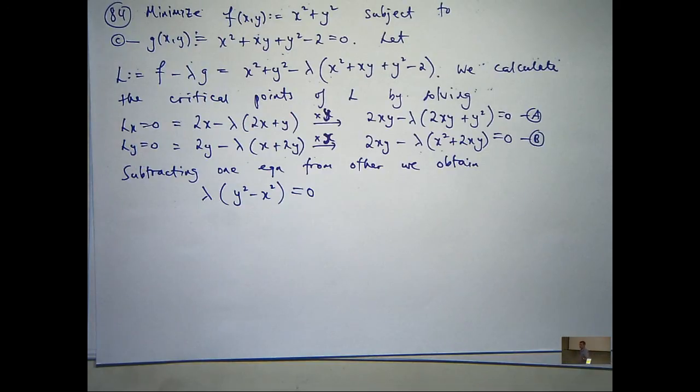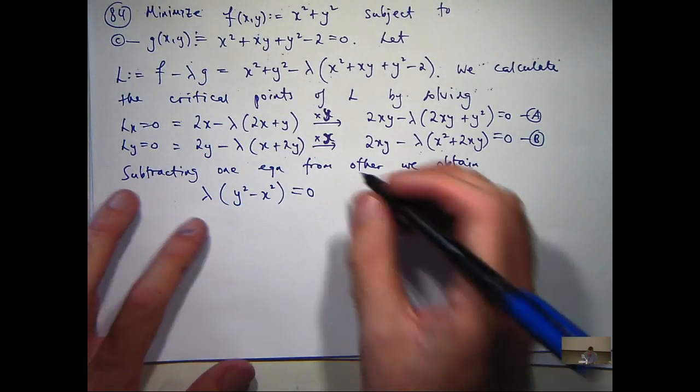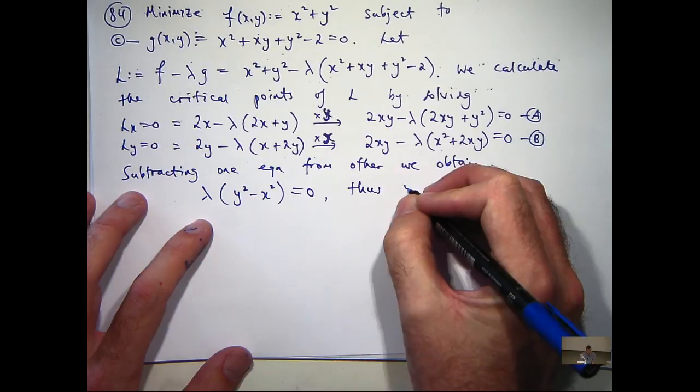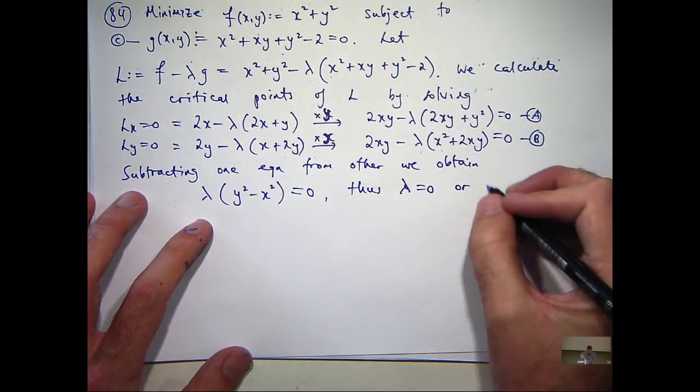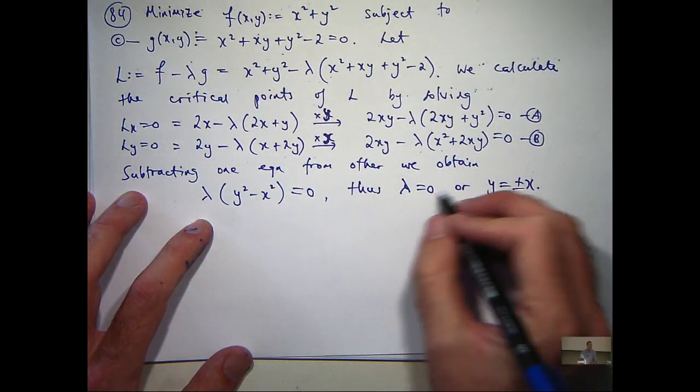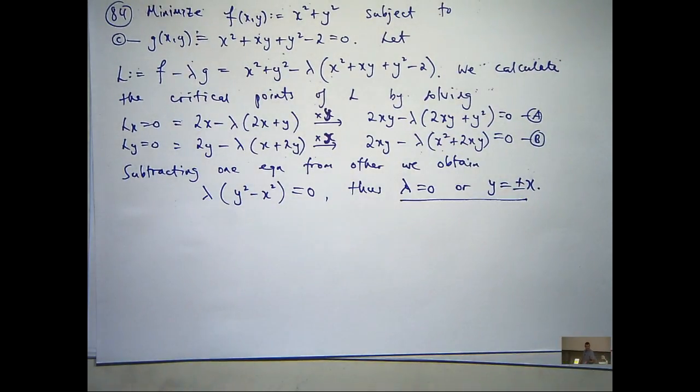So what do you know from this bottom equation? You know either lambda is 0 or y equals plus or minus x. Lambda equals 0 or y equals plus or minus x. So there's three cases to discuss: the case lambda equals 0, the case y equals x, the case y equals negative x. In many of these cases you can rule out these situations just by seeing whether it makes sense.